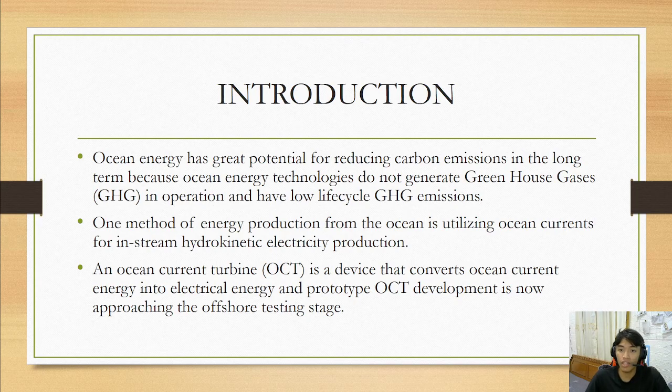One method of energy production from the ocean is utilizing ocean currents for in-stream hydrokinetic electricity production. An ocean current turbine (OCT) is a device that converts ocean current energy into electrical energy, and prototype OCT development is now approaching the offshore testing stage.